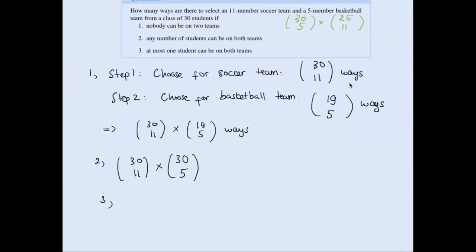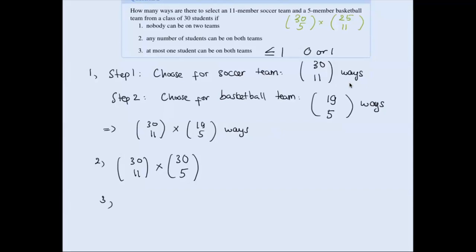For 3, I want at most 1 student to be on both teams. At most 1 is less than or equal to 1. And we know the number of students on both teams has a minimum of 0, right? Minimum is 0 because the number of students cannot be negative. So I know that it is at least 0 and at most 1. So it should be 0 or 1.